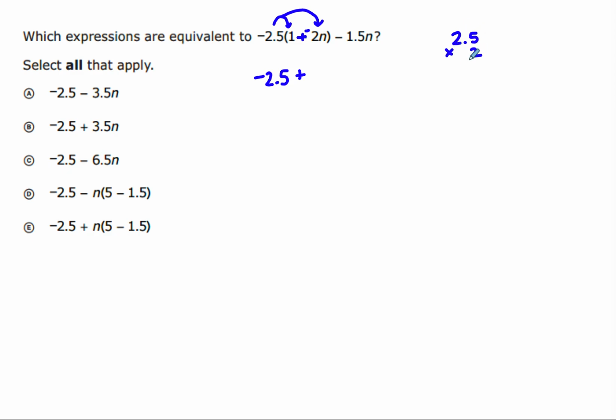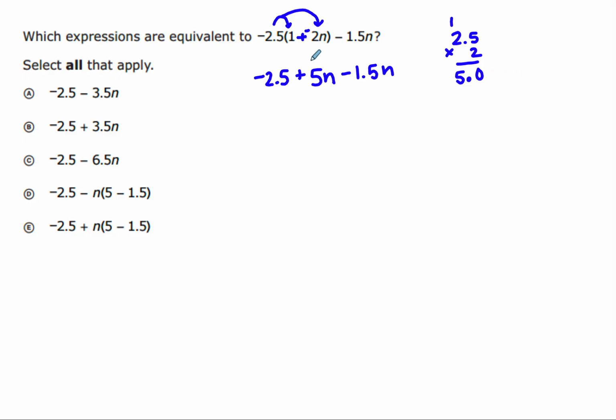2.5 times 2. 5 times 2 is 10. 2 times 2 is 4, plus 1 is 5. 1 decimal in the problem, 1 decimal in the answer. Same signs, negative times a negative. Answer is going to be positive. So I have positive 5n, and then minus 1.5n.